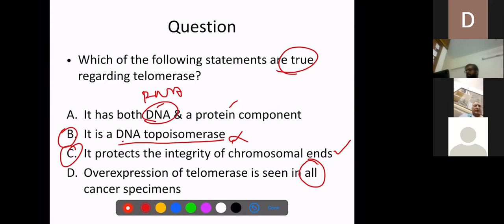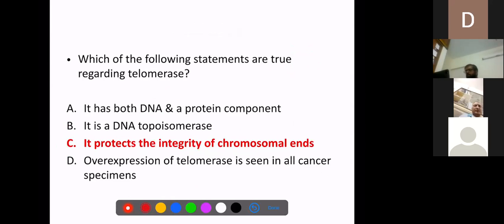Okay. The answer here is it protects the integrity of the chromosome. It's a very simple question. Answer is it protects the integrity. I asked for the true option.